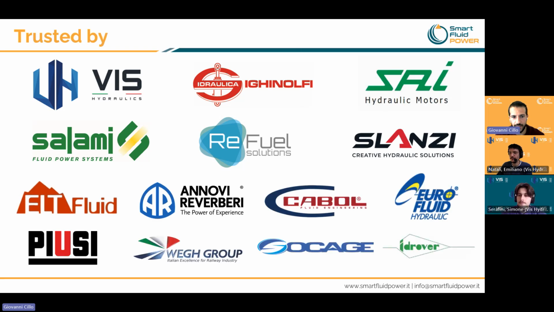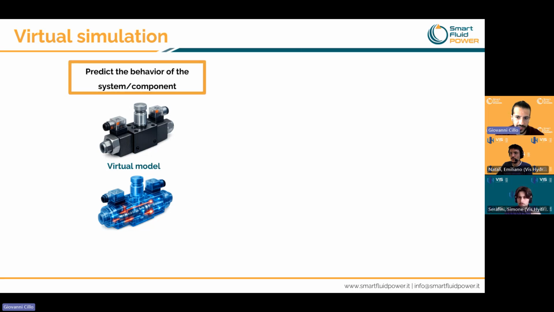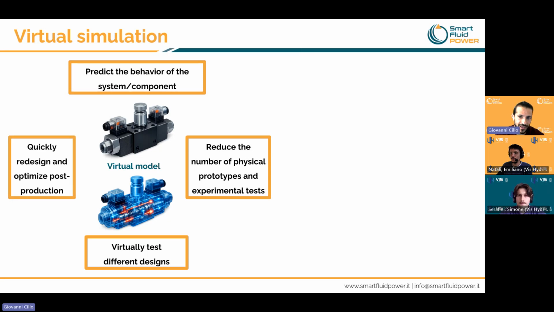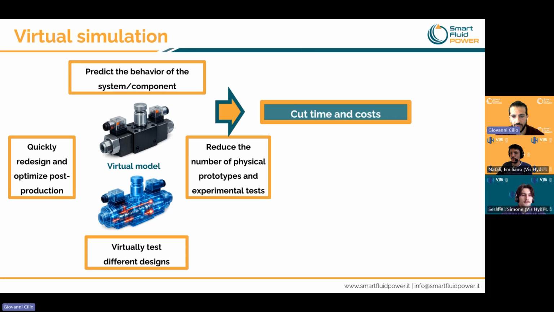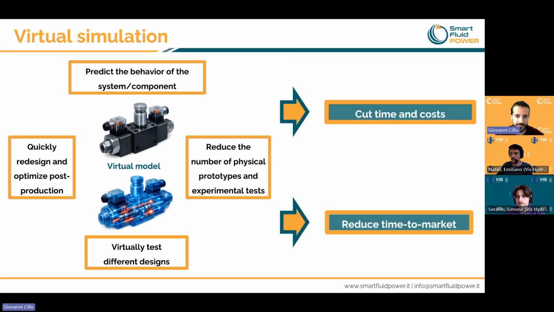We mainly operate in hydraulics, but more generally in pressurized fluid systems, including fuel, water, and similar applications. We focus on virtual simulation. A virtual model reproduces the behavior of a system or a component and helps reduce the number of physical prototypes and experimental tests. In addition, it allows testing many design configurations directly on the computer without building anything physically. This is useful both in the prototyping phase and in the design activities. It also enables fast optimization of an already developed design, reducing time and costs, and also improving time to market.